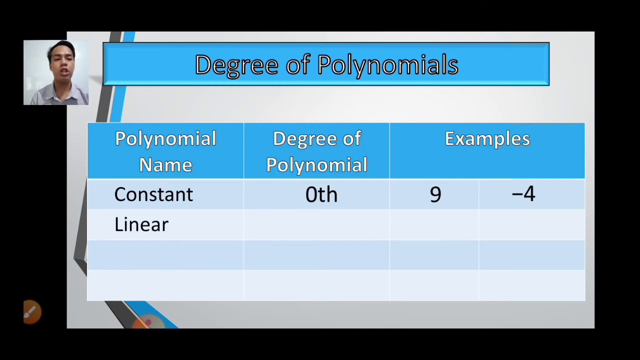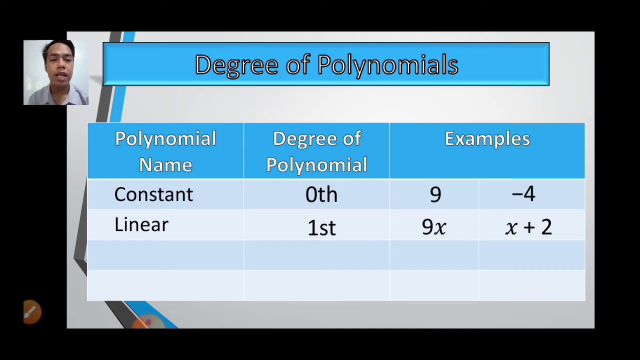Linear. The second polynomial name is linear. The degree of polynomial is at first degree. Linear is at the first degree of polynomial. The examples of these are 9x and x plus 2. First degree because we are looking at the given variable. As you can see, 9x is a linear, and of course, a monomial, right?